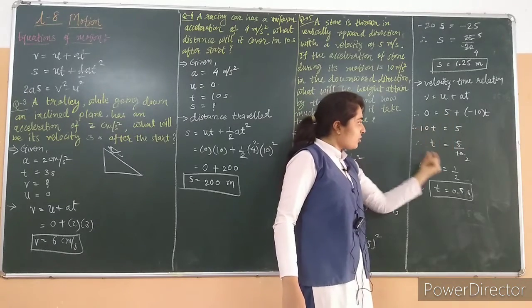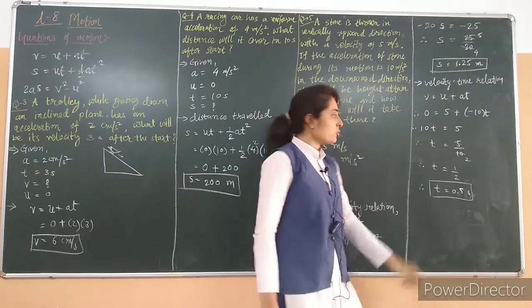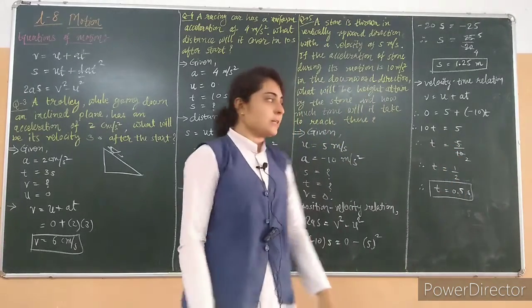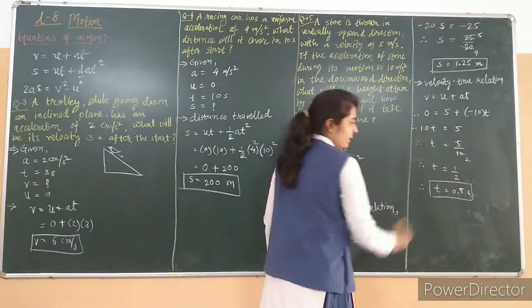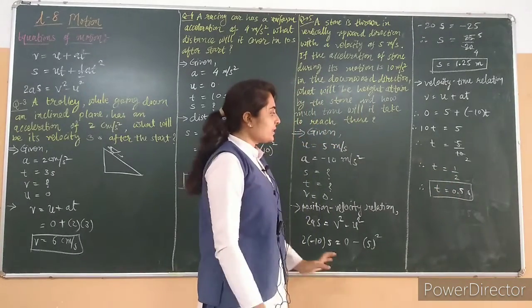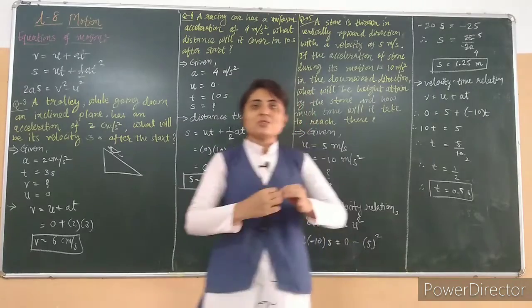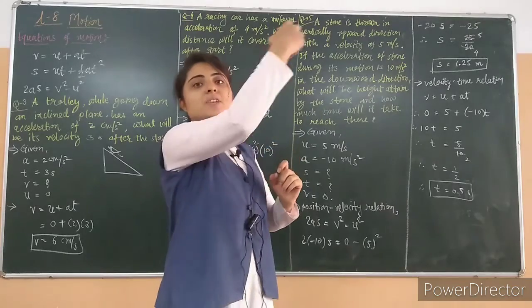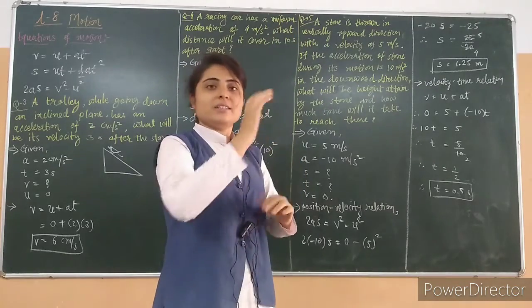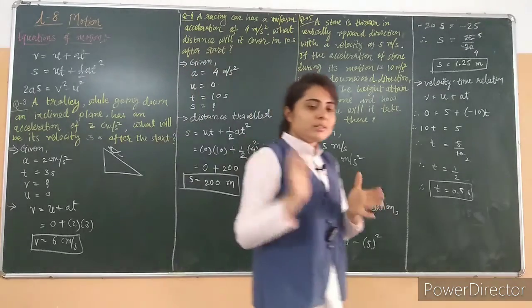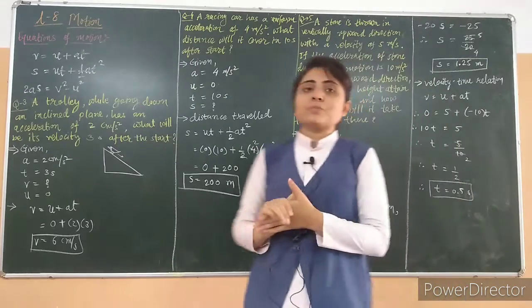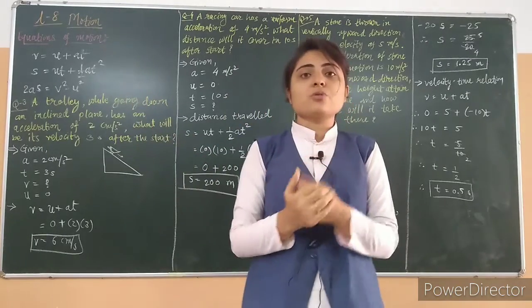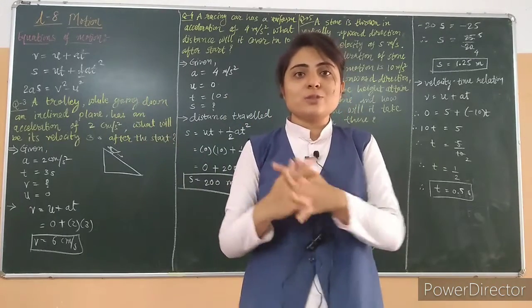10 is in multiplication, on that side it will go to the denominator. So 5 upon 10, the 5 will cut with the 10. So 1 upon 2, and it will be half. So half second. It means that the stone will take half a second, 0.5 second, to reach the height in this upward motion. So these are very simple examples, and using these equations of motion, we can solve simple problems related to motion.